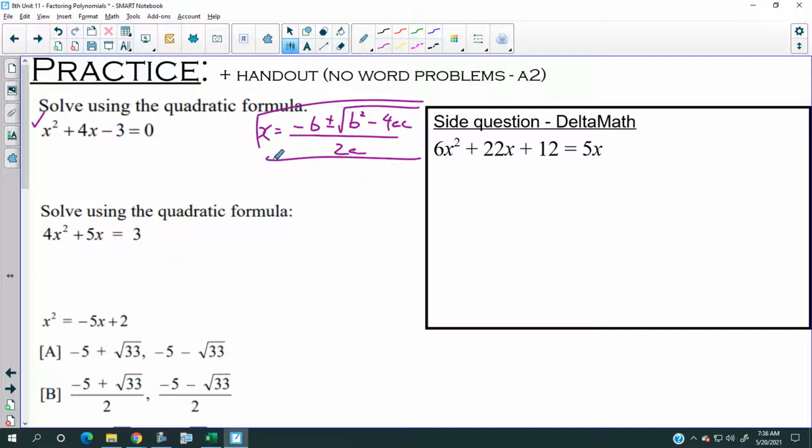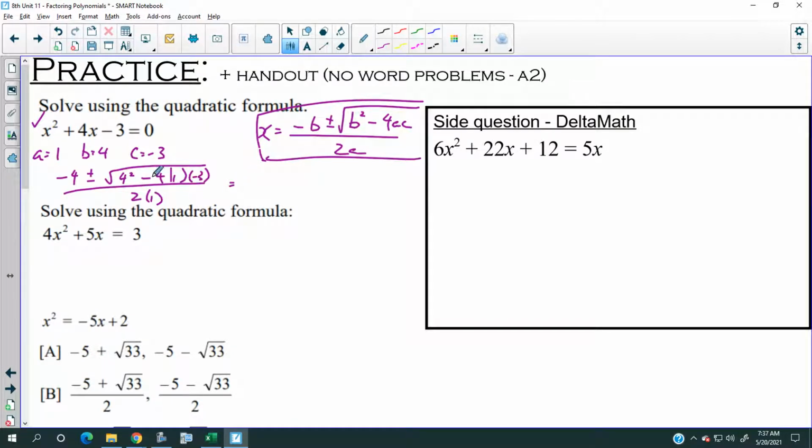I'll leave that up there. Now, let's figure out the a's, b's, and c's of this. So a is 1, b is 4, c is negative 3. I'm going to substitute. That's all this is, by the way. I know yesterday I said this was the apex of the unit, and it is, but a lot of it is dependent on your ability to substitute correctly. So negative 4 plus or minus the square root of 4 squared minus 4ac, that's 1 times negative 3, over 2a, that's 2 times 1.